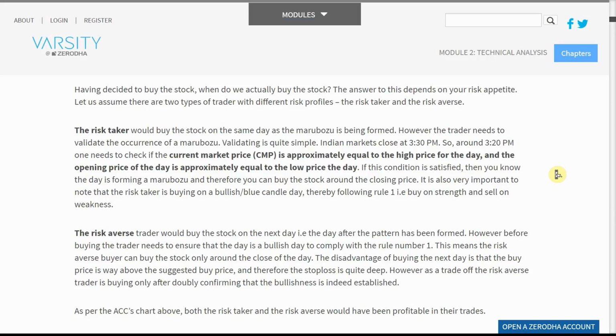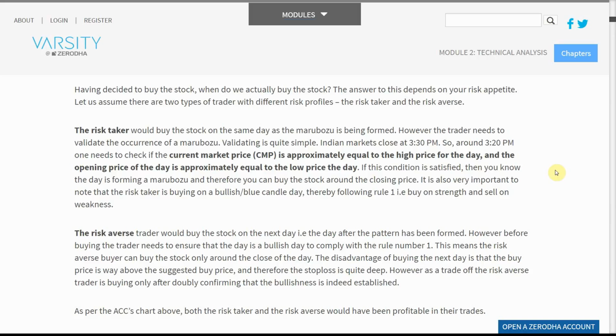Validating is quite simple. Indian markets close at 3:30 p.m. So, around 3:20 p.m. one needs to check if the current market price, CMP, is approximately equal to the high price for the day, and the opening price of the day is approximately equal to the low price of the day. If this condition is satisfied, then you know the day is forming a Marubozu and therefore you can buy the stock around the closing price.